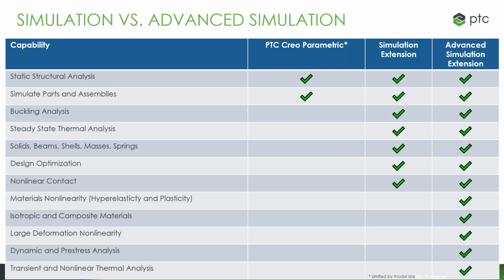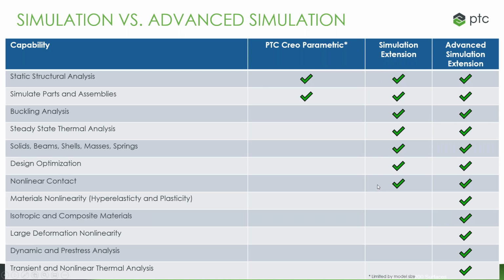Simulation versus advanced simulation. Every seat of Creo comes with what we call Simulate Elite, and that's just your really basic structural analysis for parts and assemblies. If it's anything more than a really standard structural analysis, most people who need a simulation tool come to the simulation extension or the advanced simulation extension. But if you're considering whether or not analysis would be useful, you would have the static to play around with.